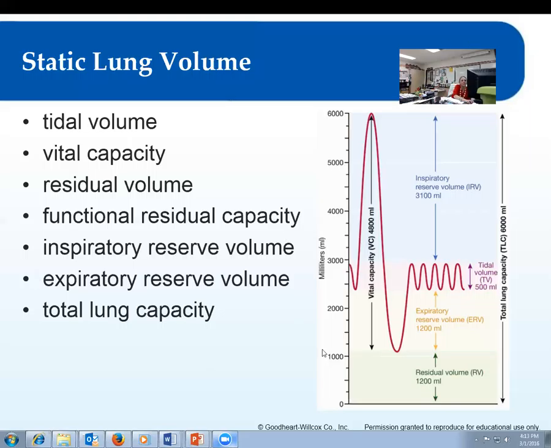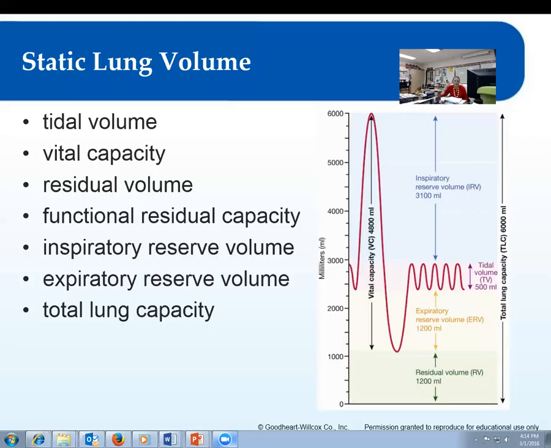So if you're looking at this, this is telling you your vital capacity is virtually as much air movement as you can get out of your lungs. So you breathe in the maximum amount and breathe out the maximum amount. That's what this graph is telling you. Okay?